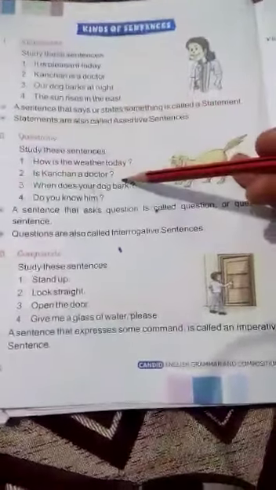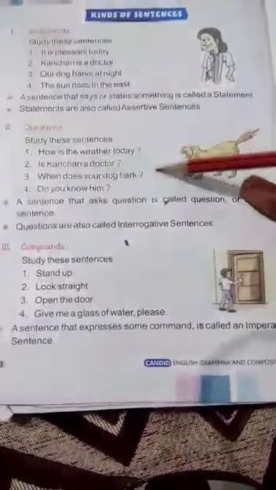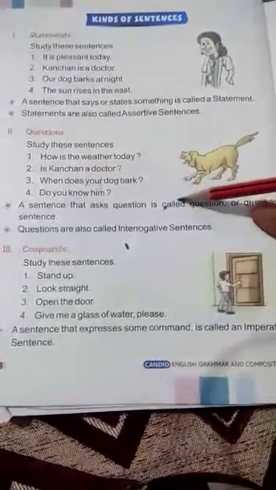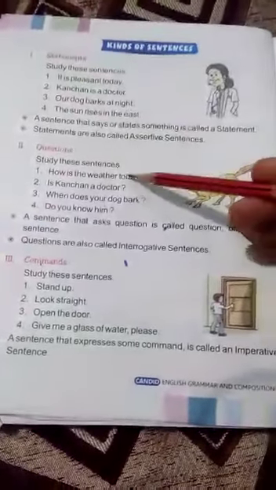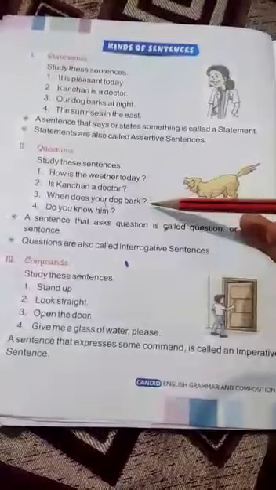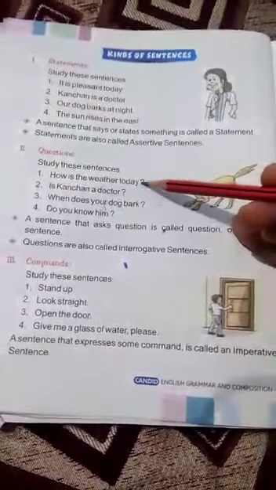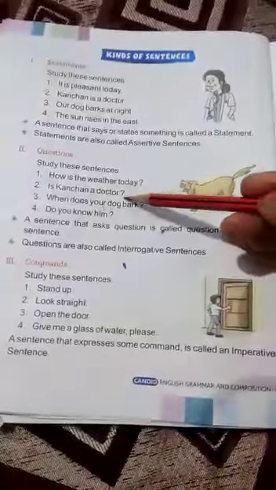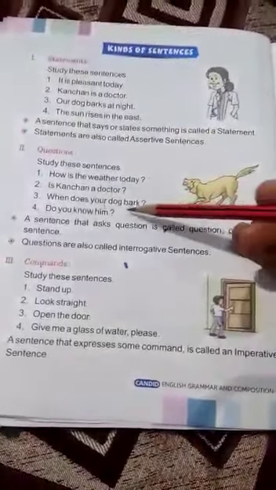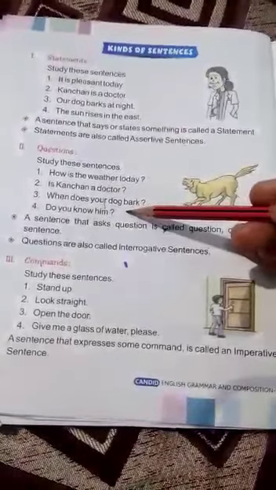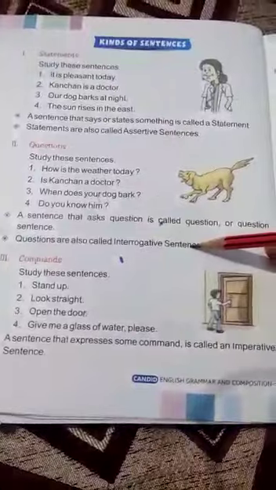Now we come to the second kind of sentence, and it is question sentences. The question sentences ask questions, so they are called question sentences. Question sentences are followed by question marks. For example, how is the weather today? Is Kanchan a doctor? When does your dog bark? Do you know him? Question sentences are also called interrogative sentences.